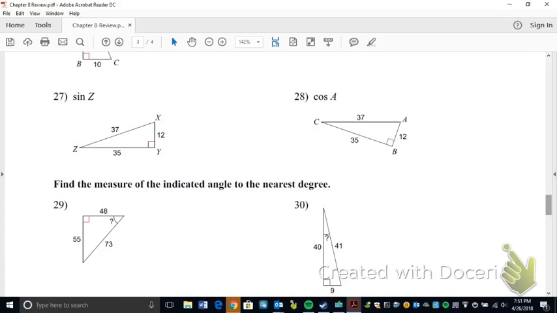Okay, last one, 28. Cosine of A. That is adjacent over hypotenuse. So that's going to give us the adjacent, 12 over 37. 37 is a prime number, so we're done.